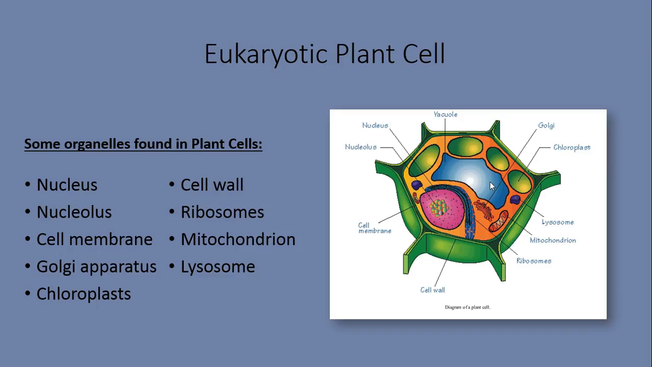Now, other cell structures such as the nucleus, cell membrane, Golgi apparatus, ribosomes, and mitochondria can be found in both plant and animal cells. And in addition to chloroplasts being only found in plant cells, most animal cells do not have a cell wall. The cell wall is only found in the eukaryotic plant cell and not the eukaryotic animal cell.